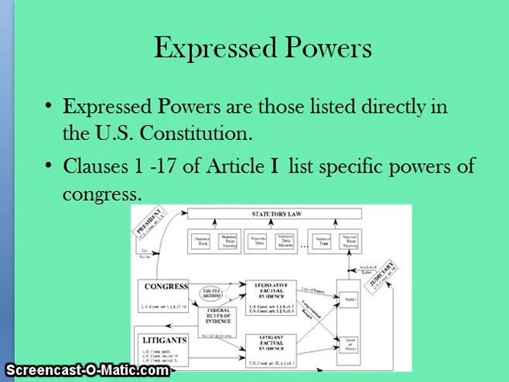Article 1 is the legislative branch. And in clauses 1 through 17, which means statements 1 through 17 on that article, if you look it up, you can look for yourself, but I'm not requiring you to. It lists the specific powers of Congress, so these expressed powers, things that the Constitution specifically says Congress can do.